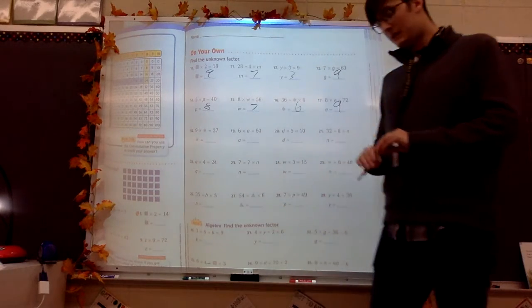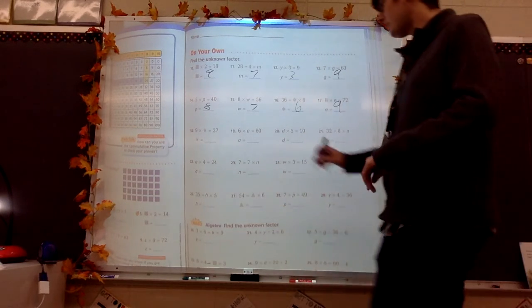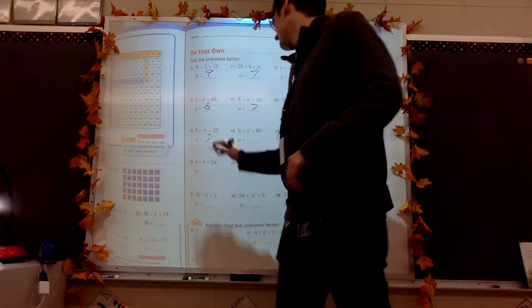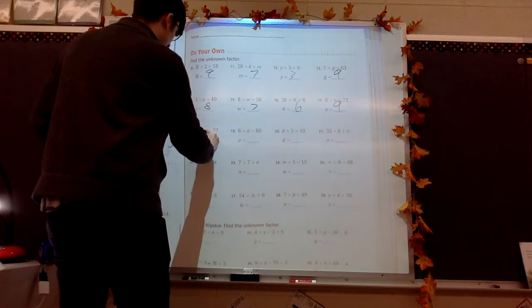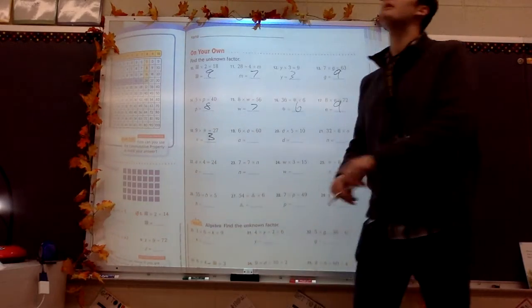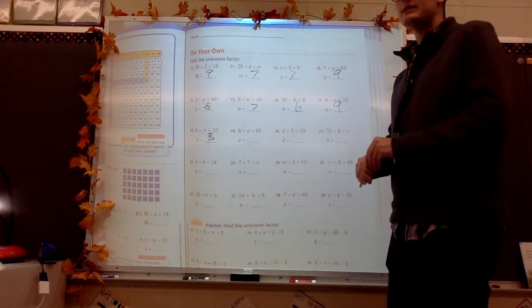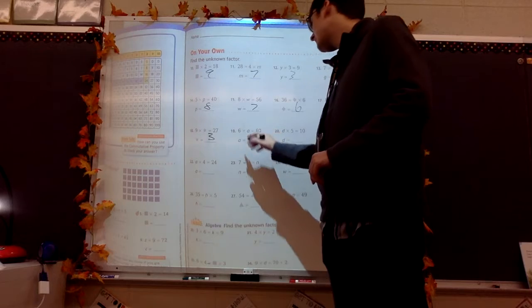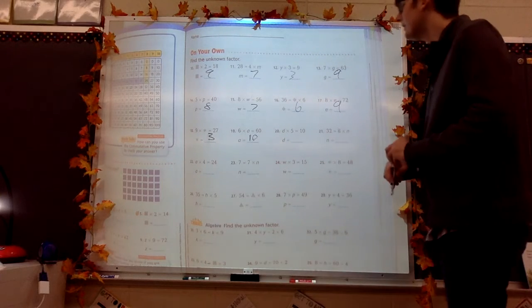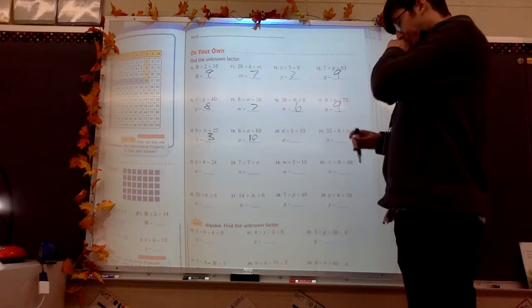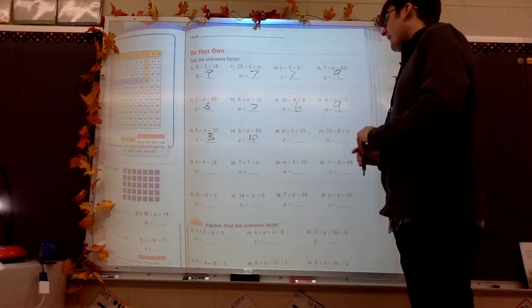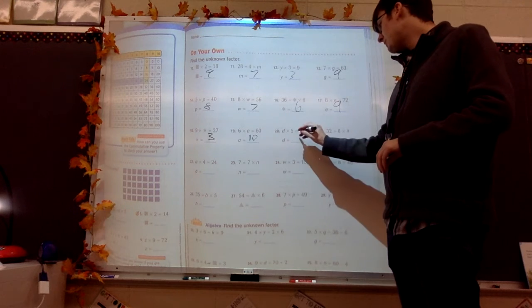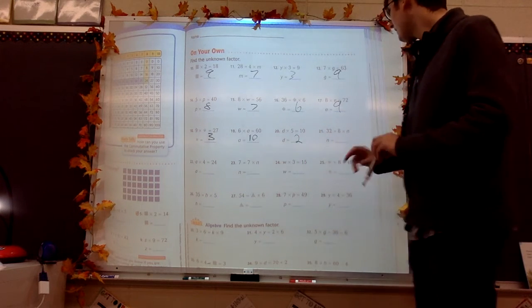9 times blank equals 27, and that's 3. Ooh, my bad, that was a bad 3. 6 times blank equals 60. As 6 times 10 would equal 60. We know that because anything times 10, you just add a 0 to the end of it. D times 5 equals 10. 2 times 5 would equal 10.